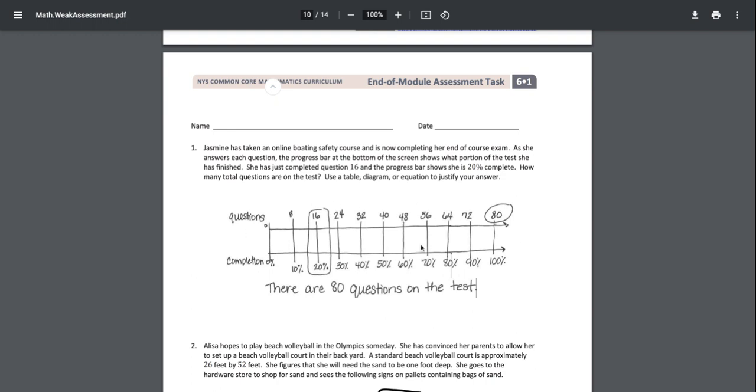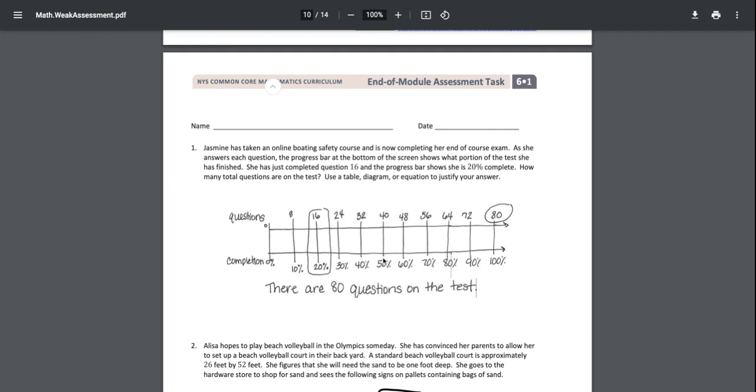I really enjoy the double number line. Forget about all of this over here. All I'm focused on is this first thing. It states that she has answered 16 questions and she's 20% complete. Once we have that, we can now fill in the rest of our chart. We're going to count by 10% each time. So I'm going to draw a number line. Don't worry about these numbers up top yet. All you have is 16 and 20.